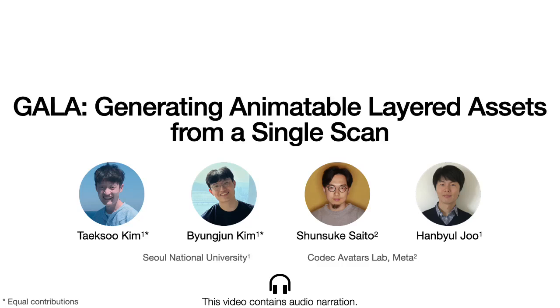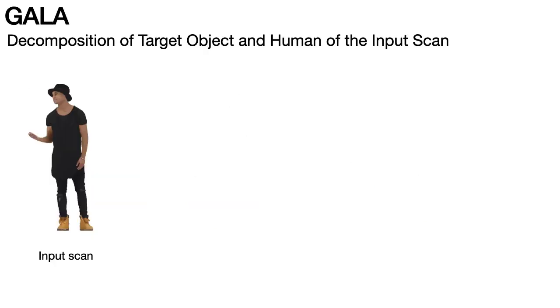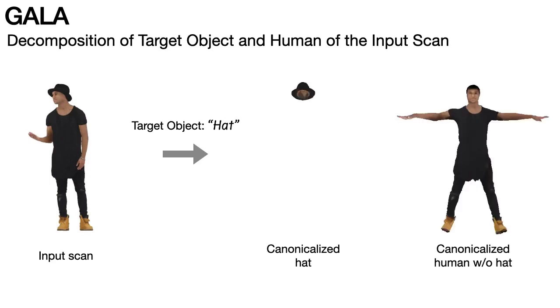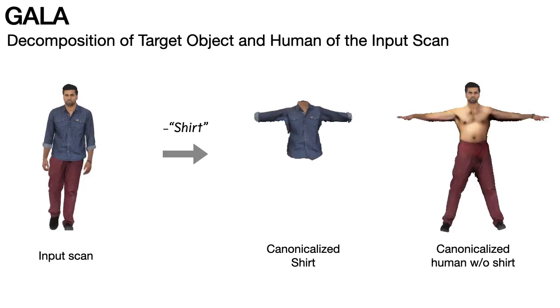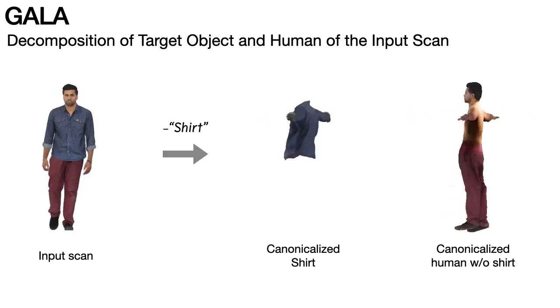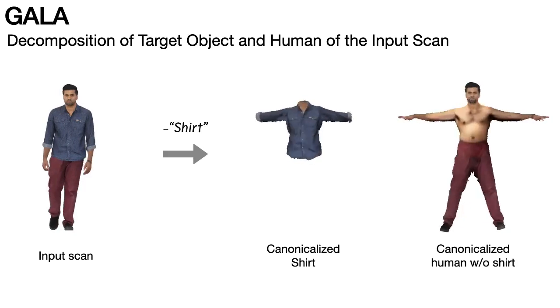We present GALA, generating animatable layered assets from a single scan. Given a single layer 3D human scan and a prompt for the target object, our method decomposes the input scan into the target object and underlying human body, each with complete geometry and texture. Since our method models humans and objects in shape and pose neutral canonical space, the decomposed assets can easily be composed with other assets and reanimated with novel poses.